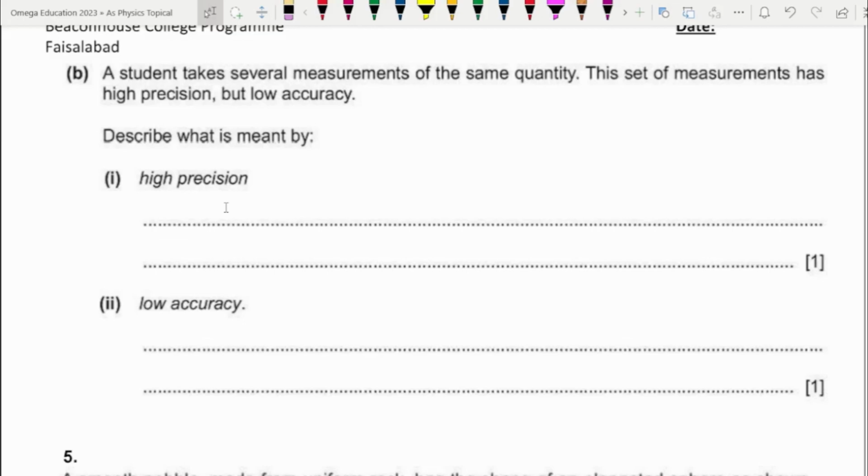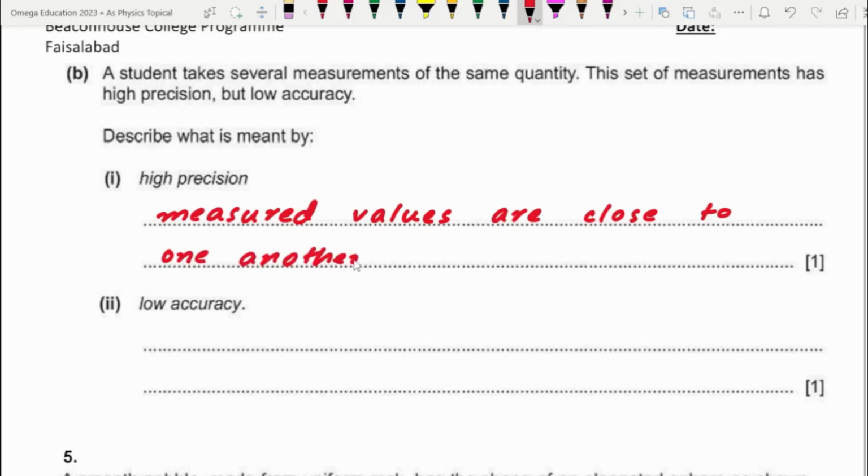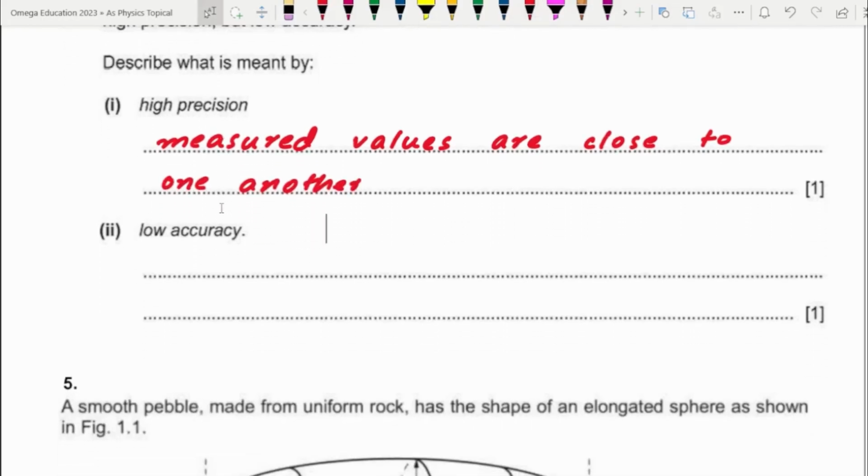Okay, then we have the part B. Describe what is meant by high precision. So high precision means the measured values are close to one another. Now how do we define the low accuracy? So accuracy is how close the values are compared to the true values. So low accuracy means the measured values are not close to the true values.